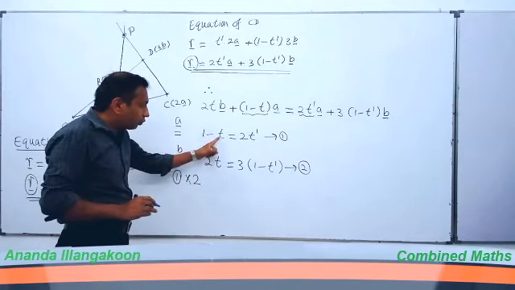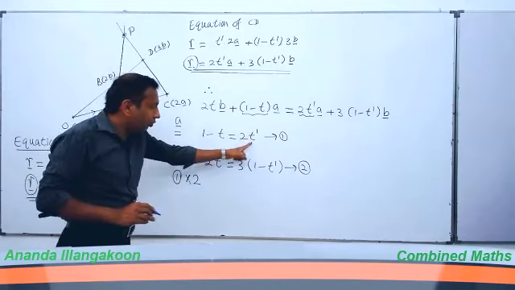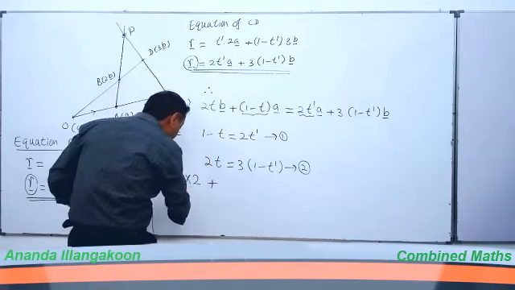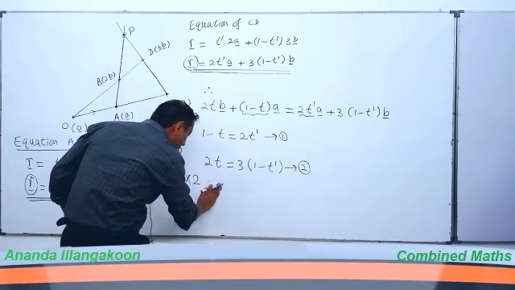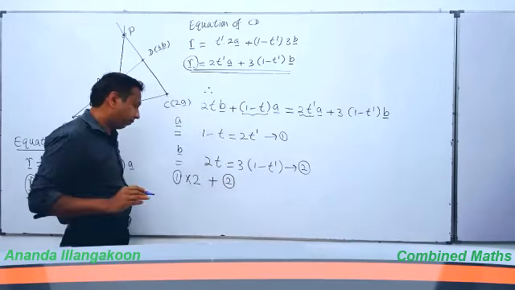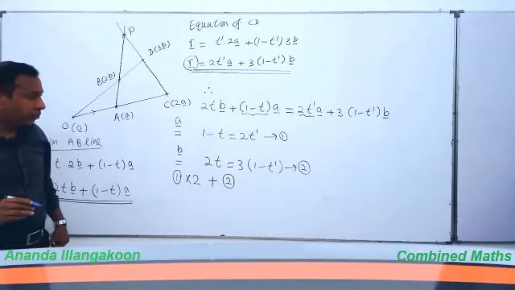This one, and this one we have to multiply by 2. Then we get an equation. That one we add to what? Number 2, right? First equation multiplied by 2, and that is added to 2. Okay. Then how to do this now, people?